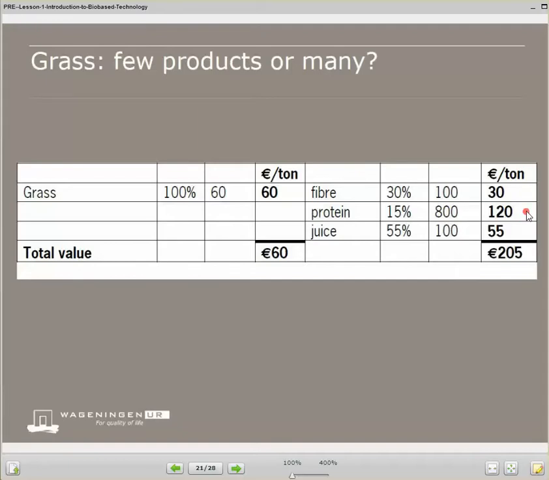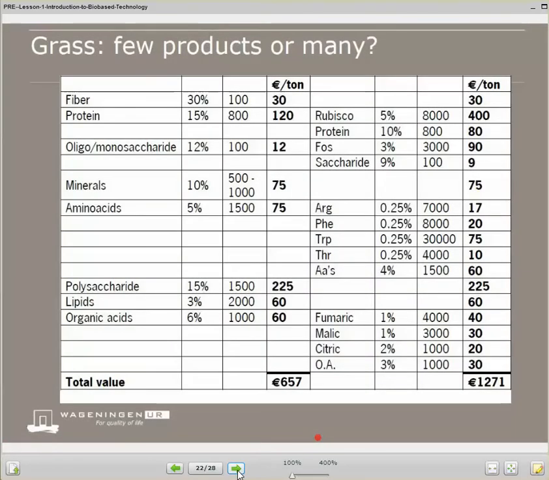Proteins, well, they obviously are worth a lot more, at about 120 euros per ton. And the juice is 55 euros per ton. That means a total per ton of 205 euros. It may seem like you've gone from 60 euros to 205. That sounds pretty good. But we have not taken into consideration how much the production costs. And I'll tell you, it does not look good. But here's the crux.